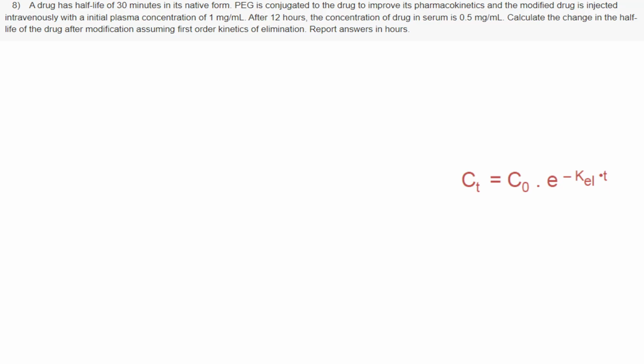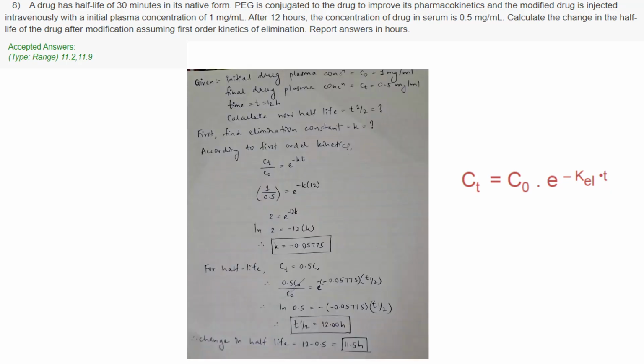So here is the formula for first-order kinetics. And we did solve this question to a certain extent. The only thing we missed was that they have asked us to calculate the change in half-life, which I remember somebody pointed out very correctly last time. So here you have to solve it using first-order kinetics like we did last time. The only change is at the end. Once we calculate the new half-life, we just have to subtract the previous one from it because they are asking us the change in half-life.